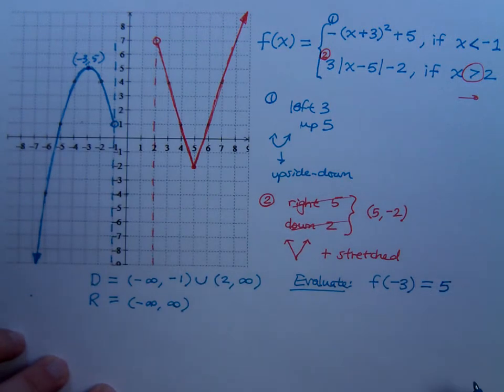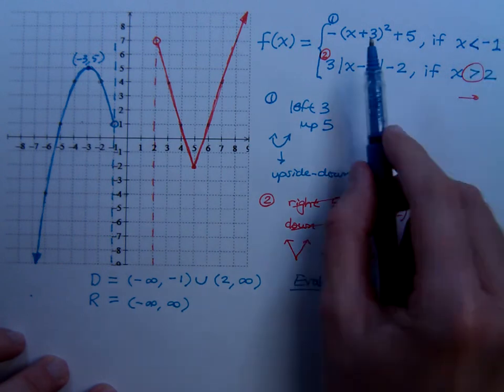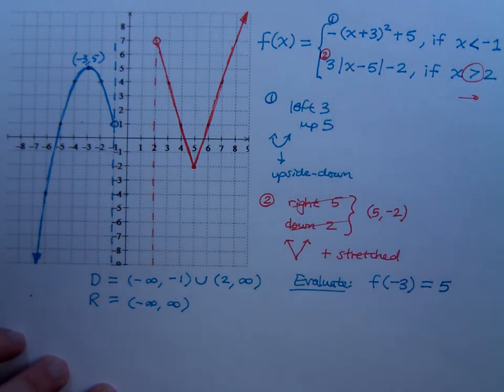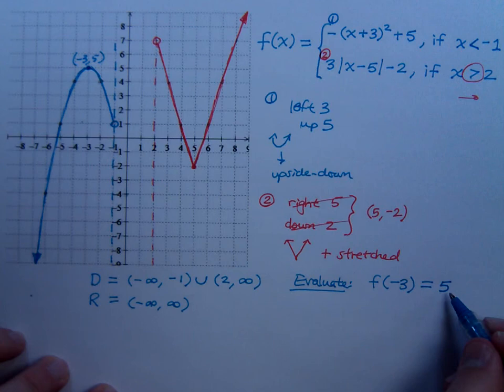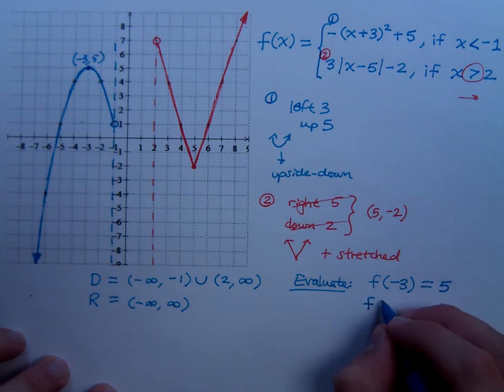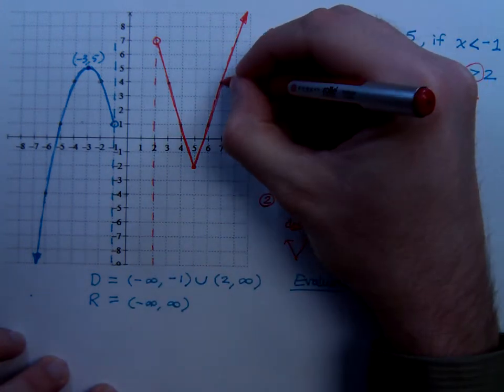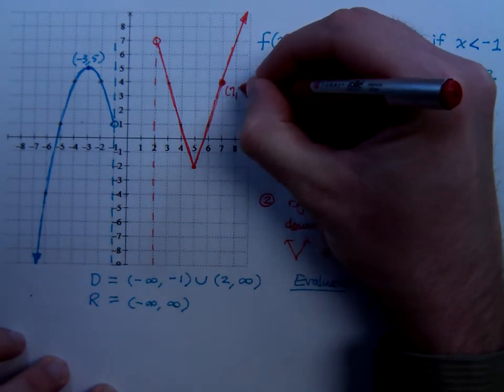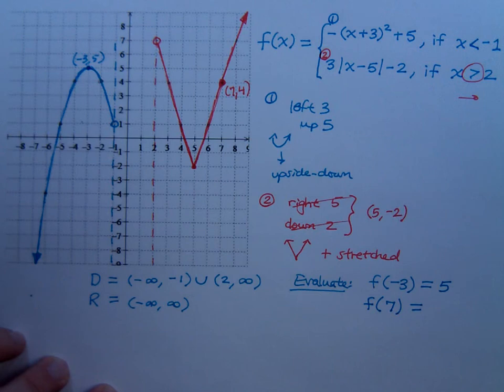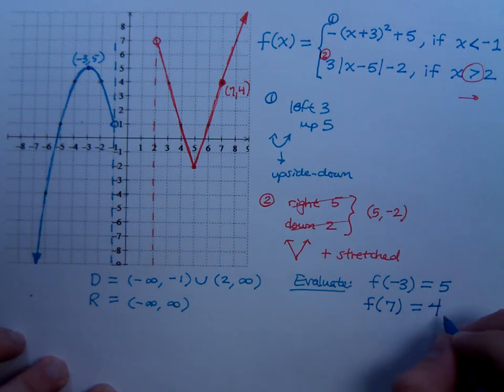If you don't believe me, negative 3 gets plugged into the top guy right here. And when you do the math, guess what you're going to get? 5. What is f of 7? You look at your picture, you have this point right here, which is at the ordered pair 7, 4. So your answer is just 4.